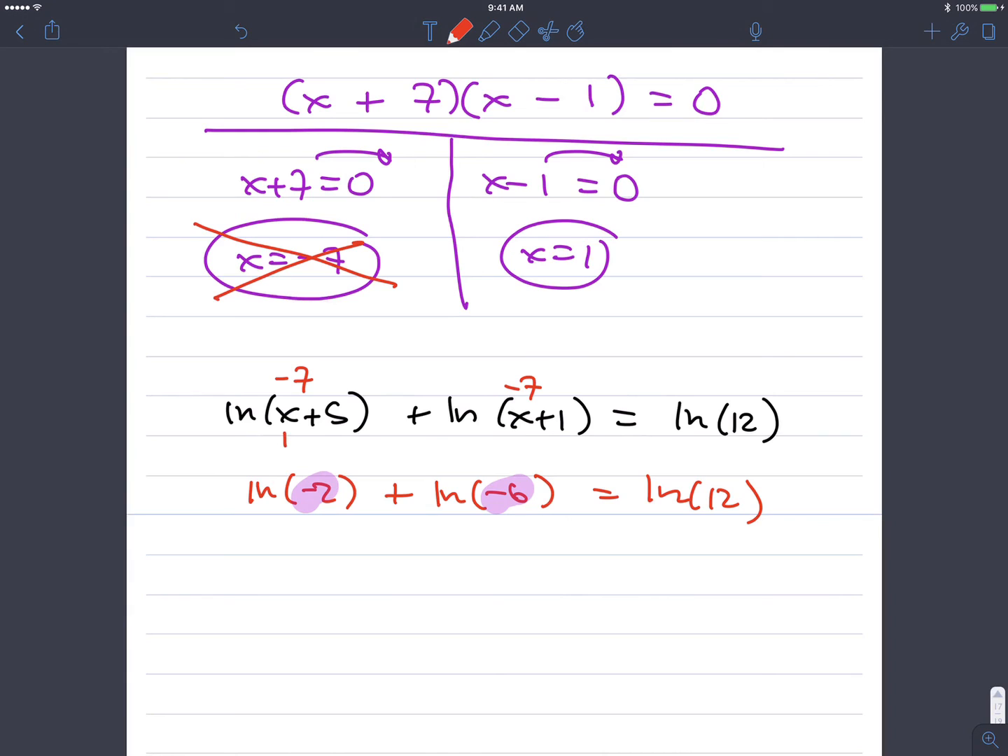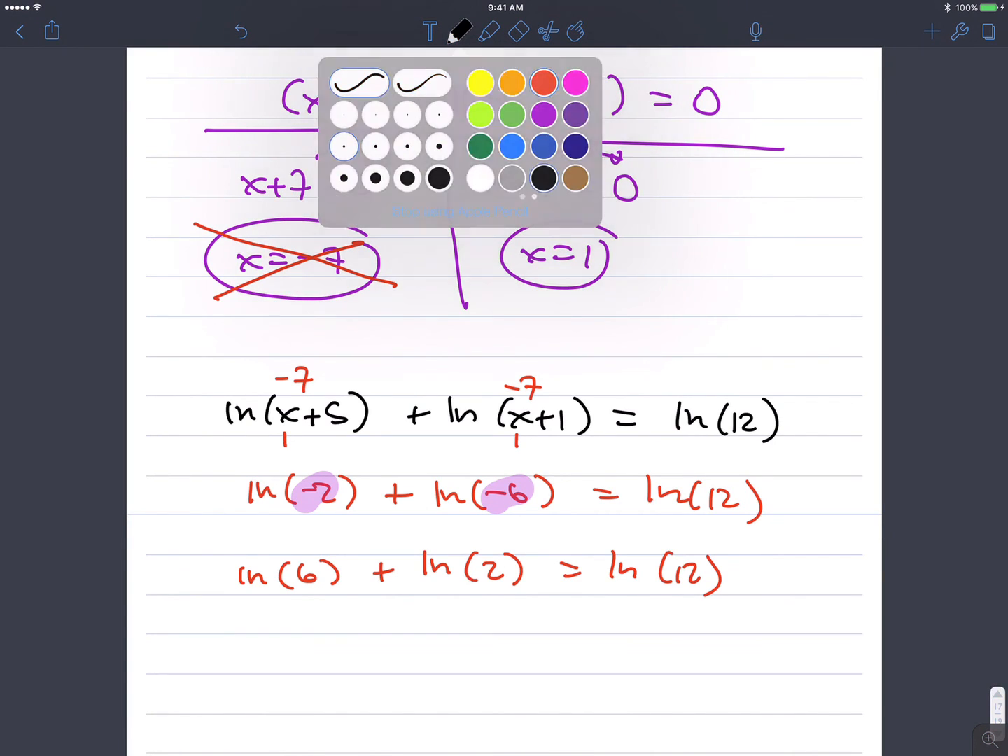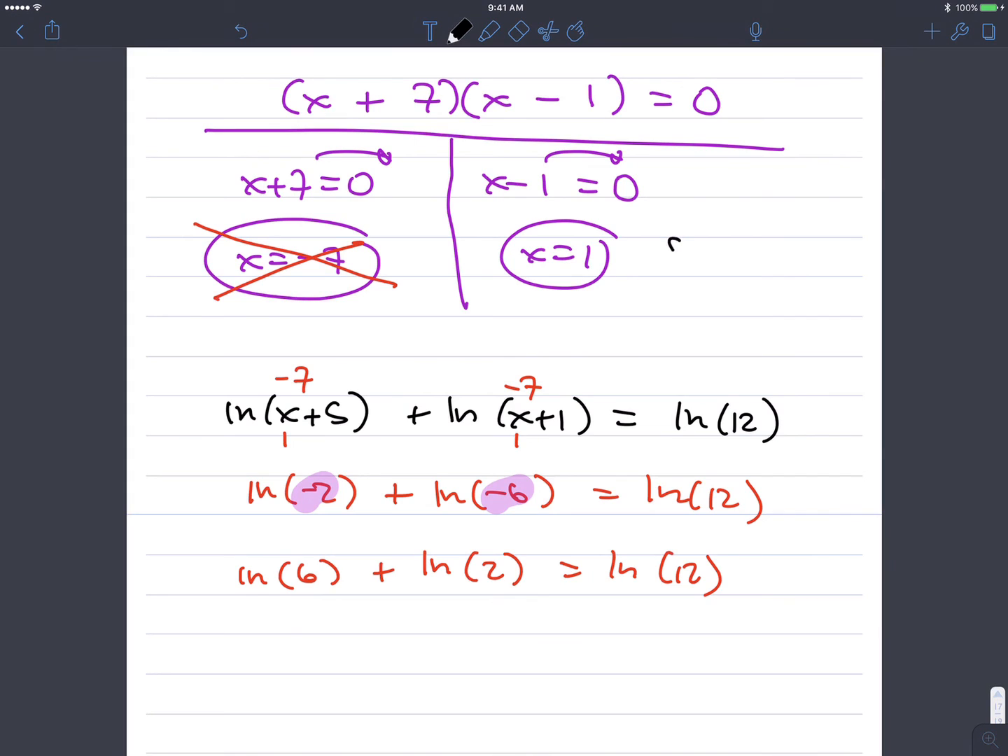Now, plug in 1 for x. And notice what happens here. Again, we get natural log of 1 plus 5, which is 6, and natural log of 1 plus 1, which is 2. This is fine. The natural log of 6 is defined, and the natural log of 2 is defined. So it looks like we're okay. The only solution now here is going to be the value that x is 1. That's your only solution.